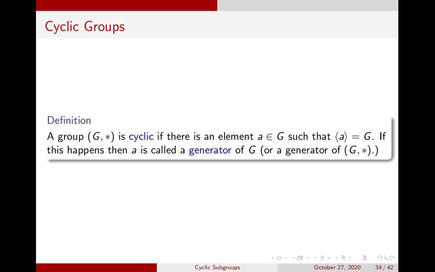Okay, and now we are going to talk about what's called a cyclic group. So a group G star is cyclic if there is some element A in G for which the cyclic subgroup generated by A is all of G. We've seen an example not too long ago where this happens. And if this happens, little a is called a generator of the group capital G. Or to be completely correct, a generator of the group G comma star.